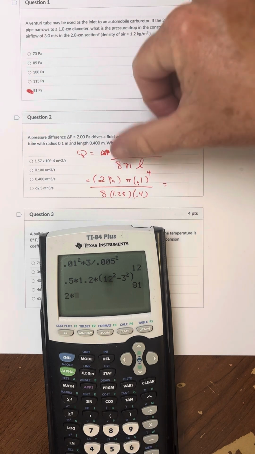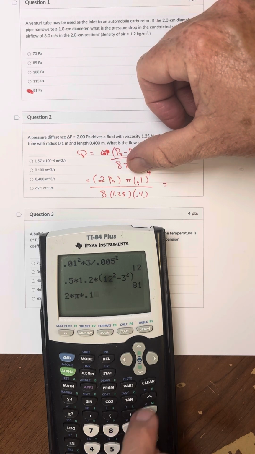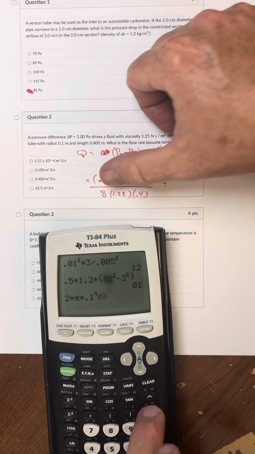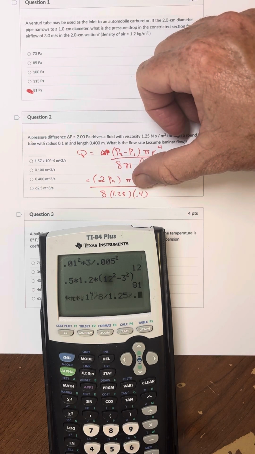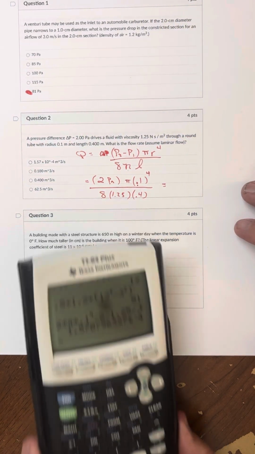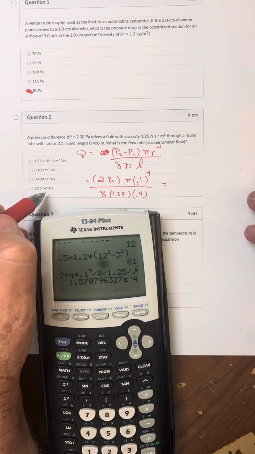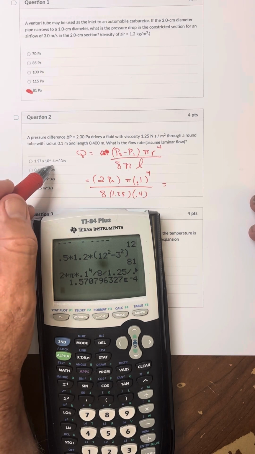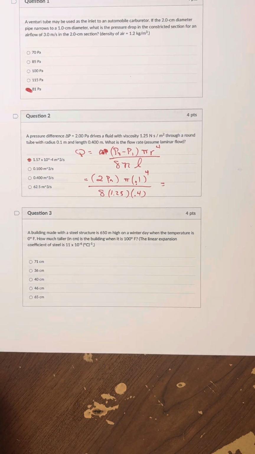If I go 2 times pi times 0.1 raised to a power of 4, then divide that by 8, also divide it by 1.25, also divide it by 0.4, I get a flow rate of 1.57 times 10 to the minus 4. And it must be that one there. Nice. And so I guess that would be A.